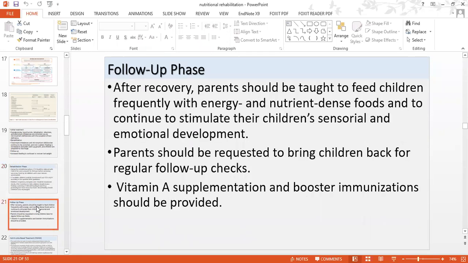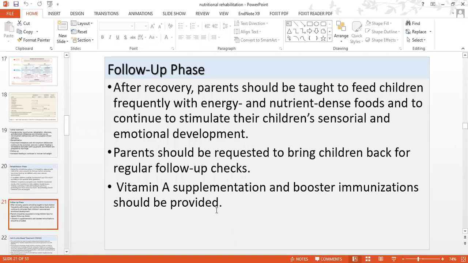In the follow-up phase, after recovery, parents are taught to feed the children frequently with high-energy and nutrient-dense food, and to continue to stimulate their children's sensorial and emotional development. Parents are requested to bring the children back for regular follow-up. Vitamin A supplementation is important here, and booster immunization should be provided.